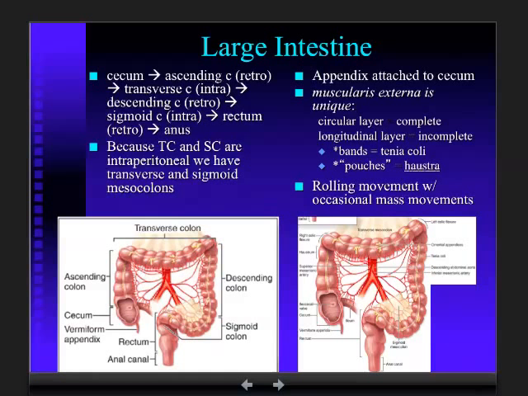A quick word about the appendix. We have always said that the appendix has no function in humans. It's just a vestigial structure. People still sort of adhere to that, but new science says not so fast. You can live without it. If it gets infected, they can take it out and you're not impaired in any way.